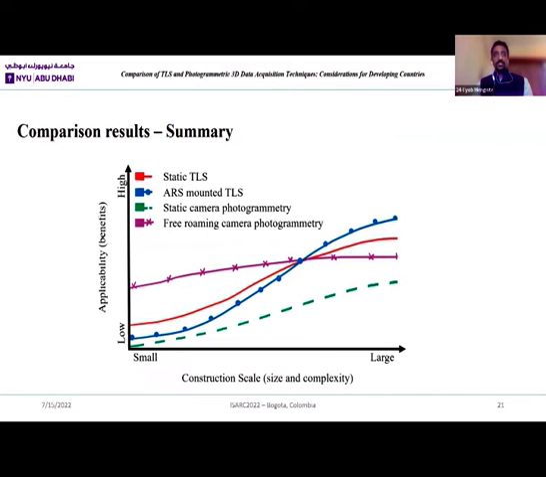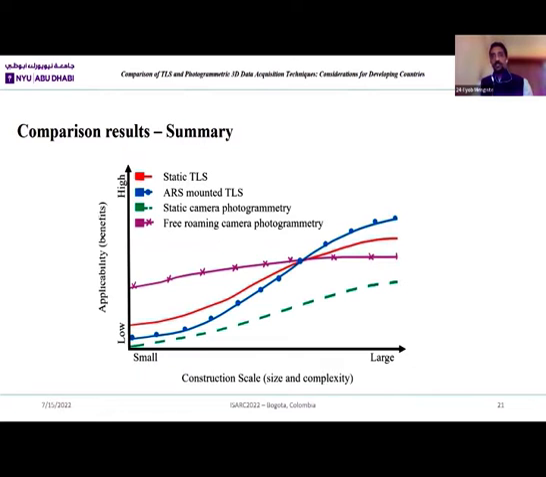Concluding the comparison here, we have plotted this, and it mostly combines both the qualitative and quantitative criteria and comparisons that we have done so far. We say that for small construction sites, free roaming camera photogrammetry could be useful. This is because of its initial investment, that's the first one, and also its relative quality in terms of data.